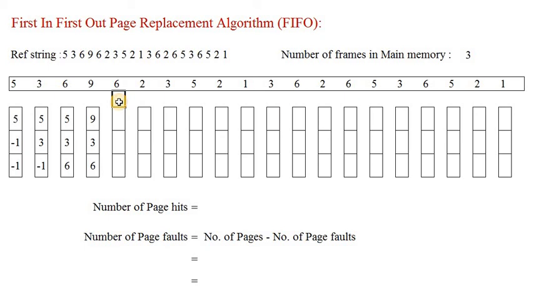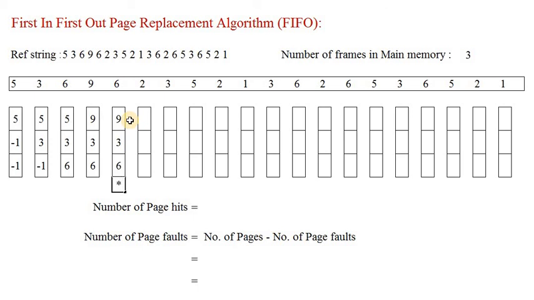Is 6 there or not? Yes, 6 is already there. So I simply denote it like this: 9, 3, 6. Here 6 is already there, so we need not insert 6 into the main memory again. Whenever this situation happens, it is called a page hit. Page hit means the required page is already available in the main memory. Here I am denoting the page hit with a star symbol.